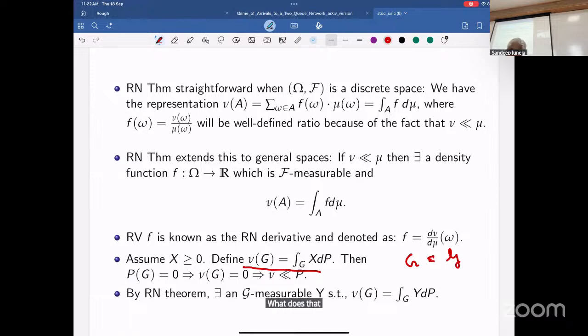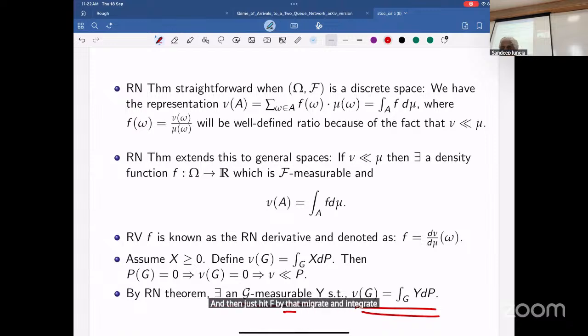What does that mean? That means there exists a G-measurable random variable Y such that nu(G) is equal to the integral of Y dP. How confused is everybody? All you're then saying is that you take another measure and take a density with respect to that measure. So this Y, that's it.